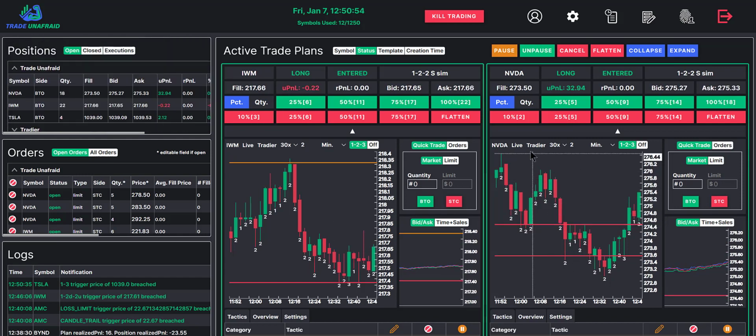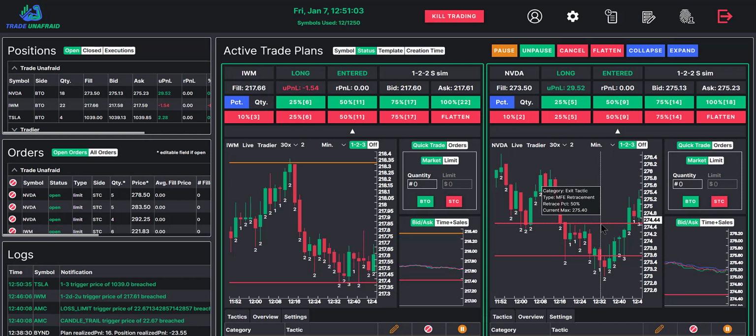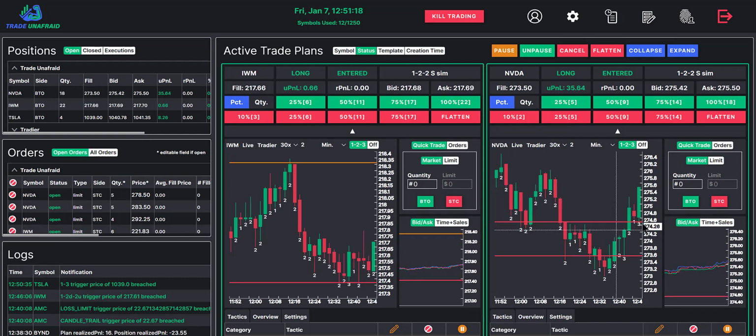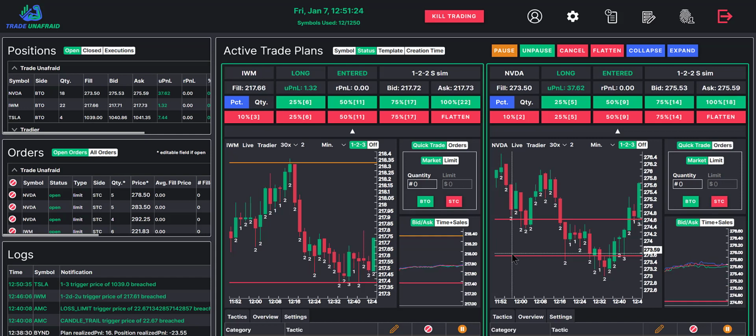Right now, I'm in NVIDIA, and you can see that the MFE retracement, the max it's made it up to is 275.40. So I have a 50% retracement as my stop. There's also the 5-minute candle trail. So depending on how price has moved, one or the other of these will be the closer to price and be the one that will take me out, if it gets hit.